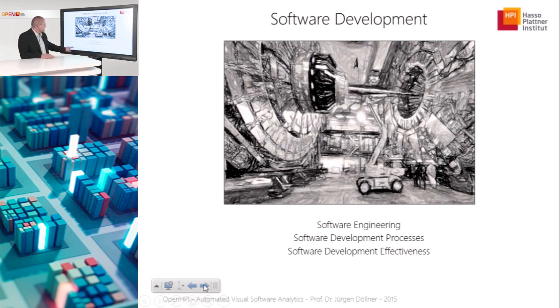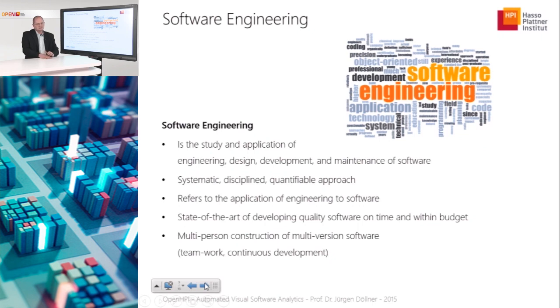Let's start with software engineering. There are many definitions for software engineering. In general, software engineering refers to the study and application of engineering, design, development, and maintenance of software. It's also a key goal of software engineering to provide a systematic, disciplined, even quantifiable approach that leads to the delivery of correct software. Software engineering in practice refers to engineering principles known from other disciplines.